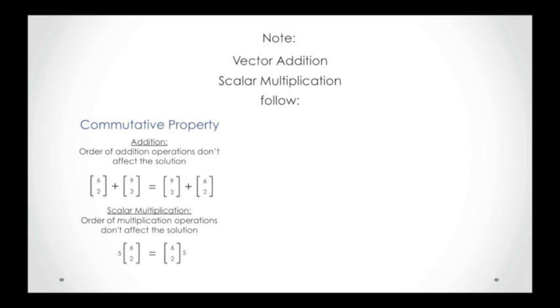Lastly, it can be useful to know that vector addition and scalar multiplication follow the commutative and associative laws.